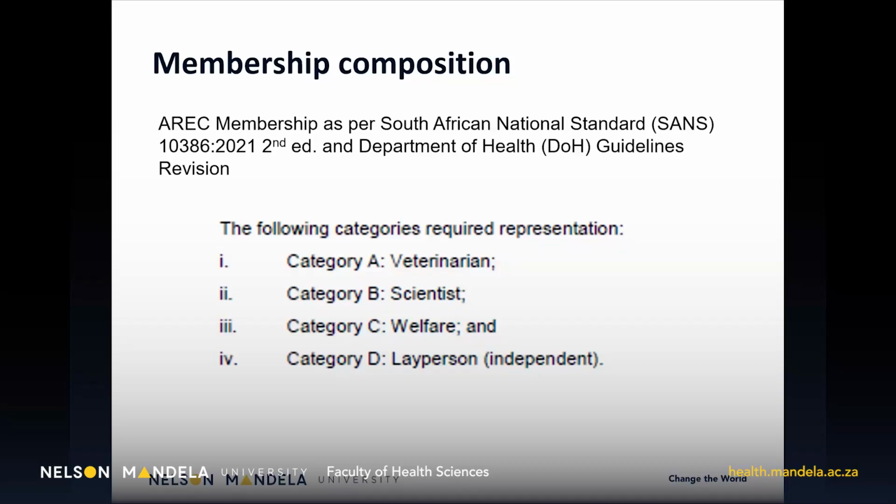For animal ethics, there are 4 categories of members. There needs to be at least 1 veterinarian, then scientists, people who are skilled in or comfortable with animal welfare, and then also an independent layperson. So category A, B, C, and D.